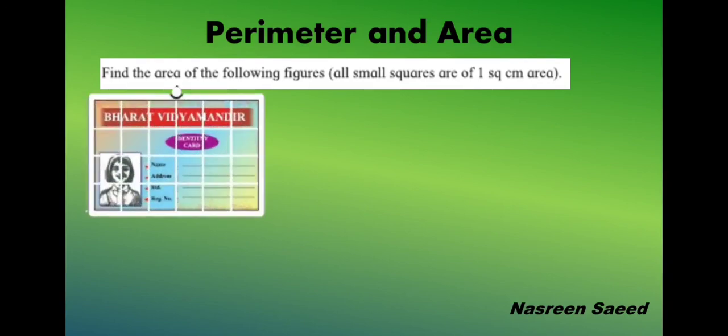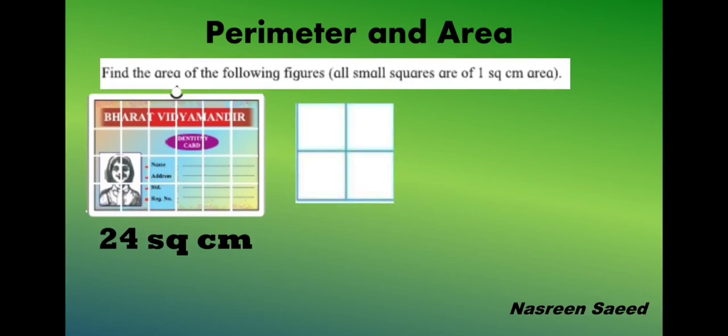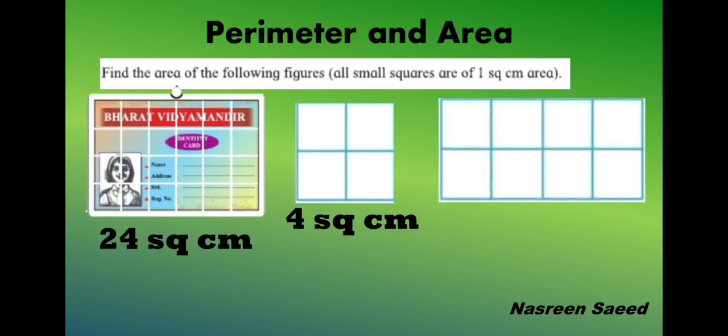So if you see this I-card which is given, it is divided into small squares. So how many squares are there on this? Yes, there are 24 squares. So it is having an area of 24 square centimeter. What is the area of that I-card? 24 square centimeter. Now if you see this square, how many small squares does it have? 4. So what is the area? 4 square centimeter. Now here if you count, you have 8 squares or 8 square centimeter is the area.